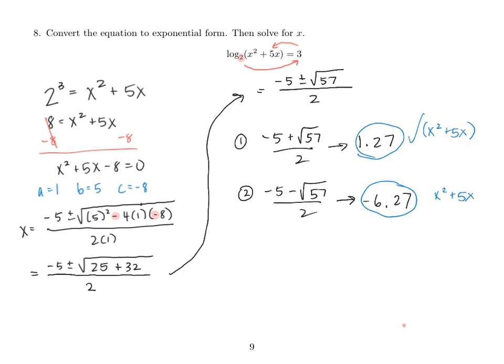So 5 times -6.27 is -31.35. And then -6.27 squared is 39.31. So when I subtract, I'm going to get a positive as well. So both of these work. So both of these are your solutions. Again, make sure you're taking the log of a positive number. So if you plug that in and you're taking the log of a negative or 0, that will not be a valid solution.